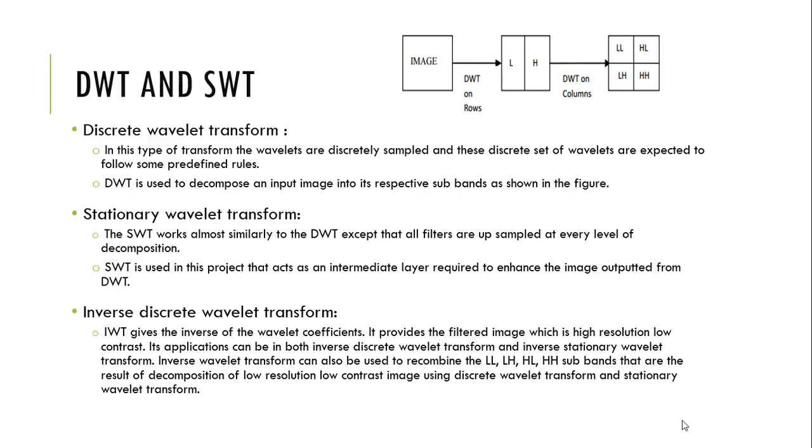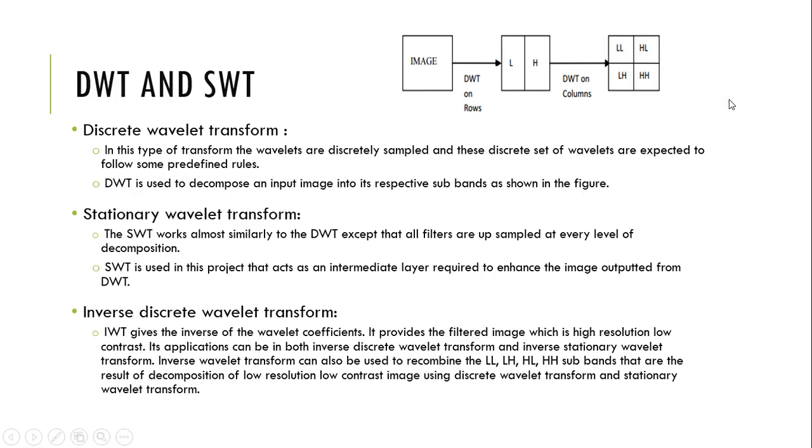So first of all, DWT and SWT. Discrete wavelet transform is the type of transform where the wavelets are discretely sampled, and this discrete set of wavelets is expected to follow some predefined rules. In my project, DWT is used to decompose an input image into its respective subbands as shown in the figure above. So this input image can be divided into 4 frequency subbands. These are the low-low, low-high, high-low, and high-high.